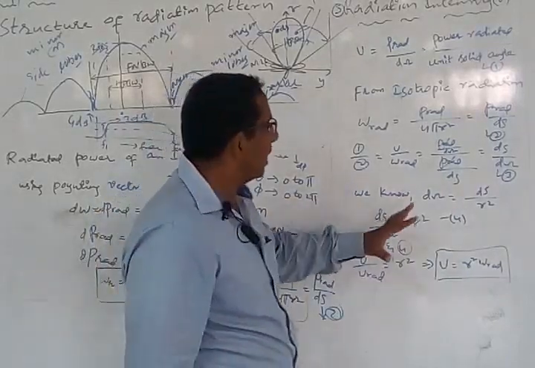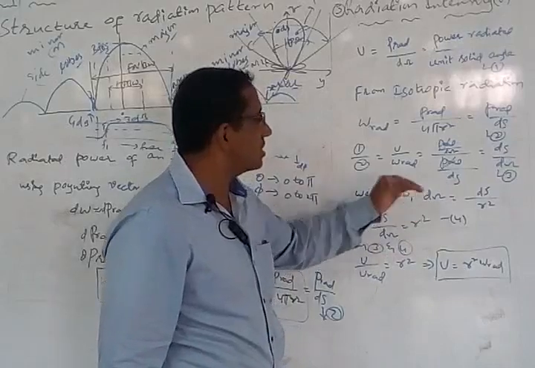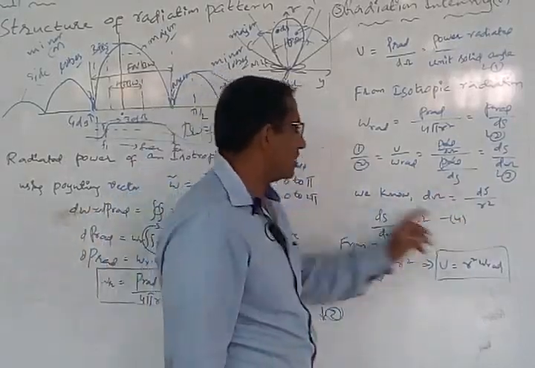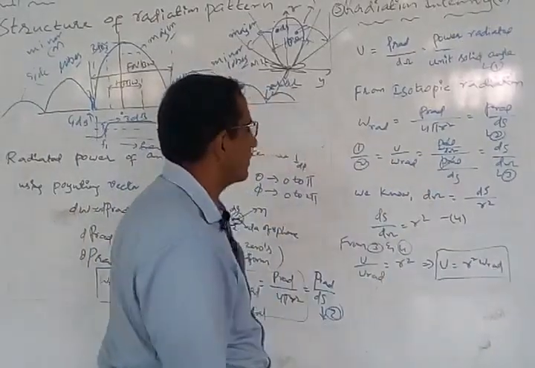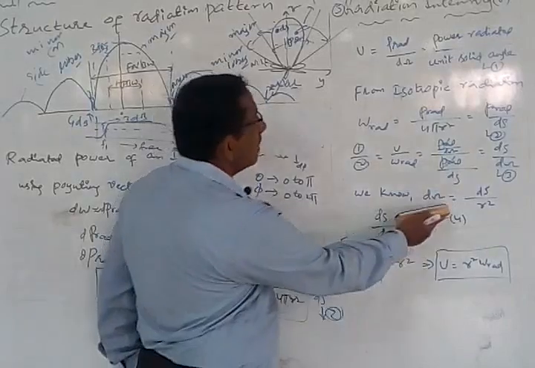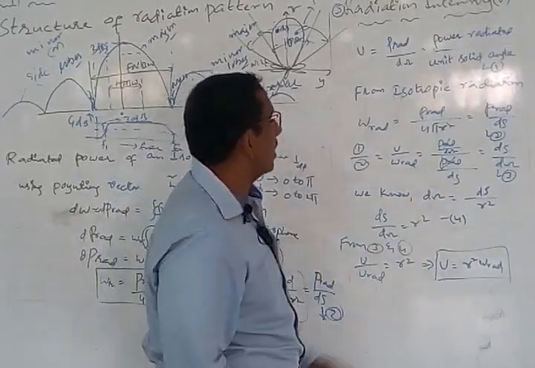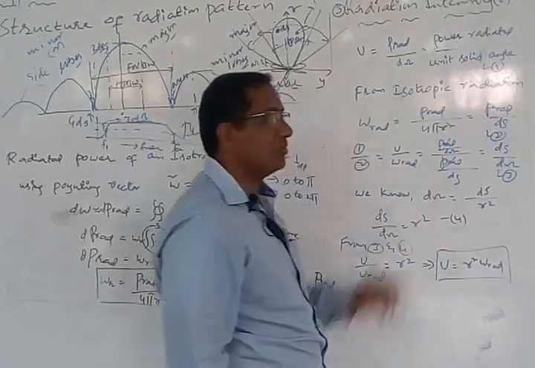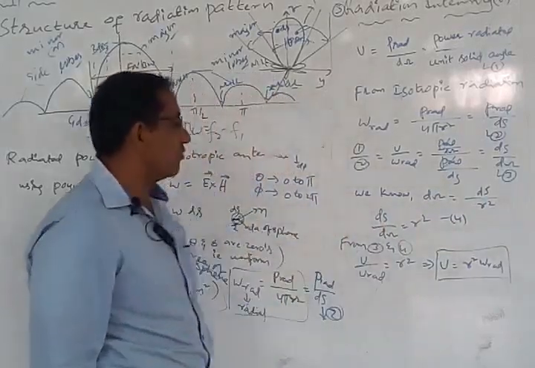Now until that time you should know that d omega is equal to ds by r square. This is an important derivation, that small thing which we have to understand. So ds by d omega: from this above equation, what can I write now? I can write ds by d omega is equal to r square. So I can name this as equation number 4.